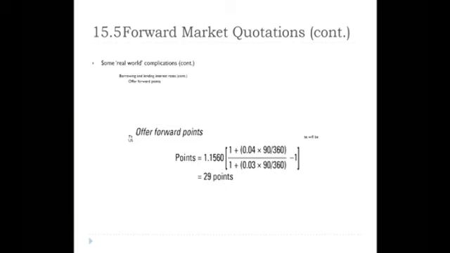These are the offer forward points. So we have our offer rate as the numerator. We have our bid rate as the denominator. And we can then calculate our offer forward points.